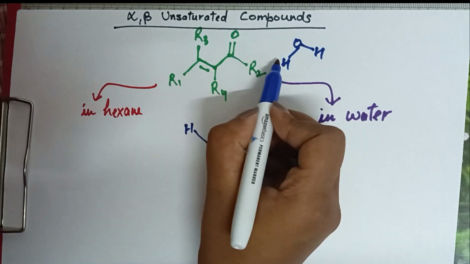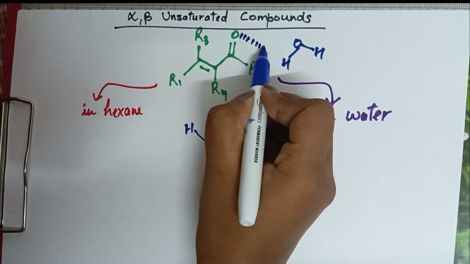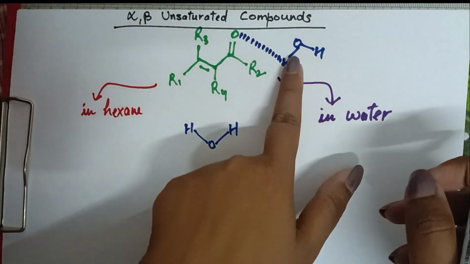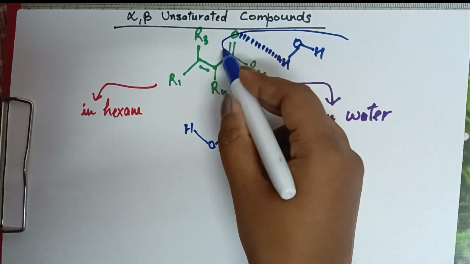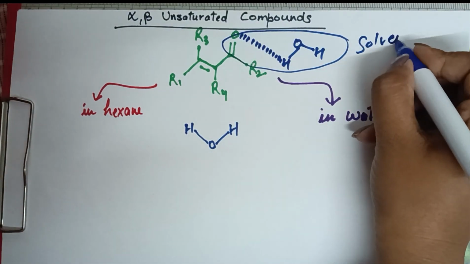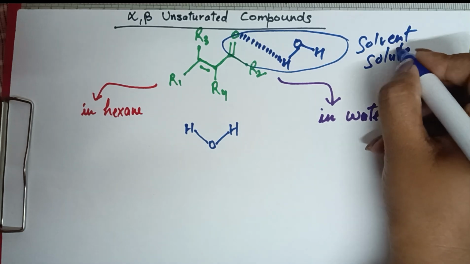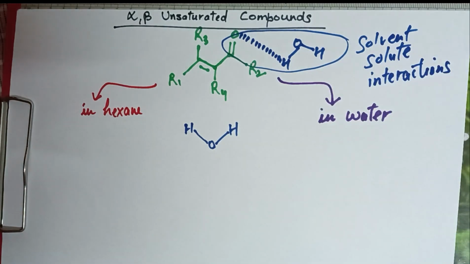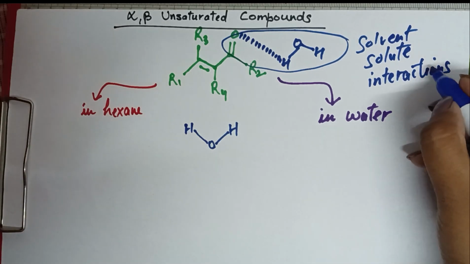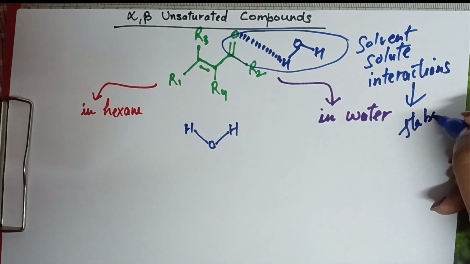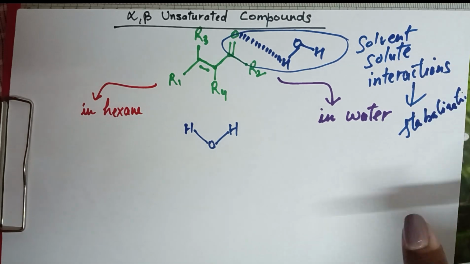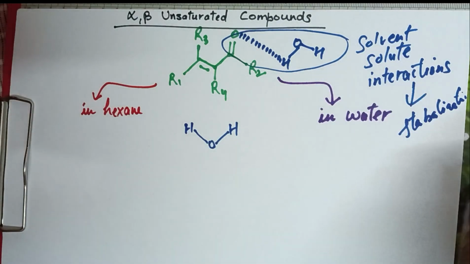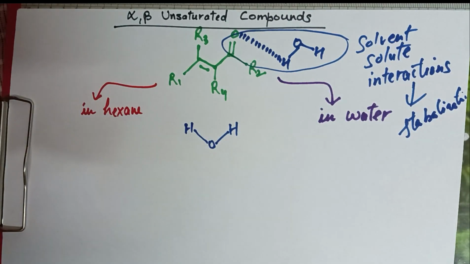this hydrogen can do bonding with this oxygen via hydrogen bonding, right? So if we have water molecules, then we can have these types of solvent solute interactions, right? And it will lead to what? It will lead to stabilization. Stabilization of what? That we will see. So in case of hexane, there will be no solvent solute interaction. This we have studied already.